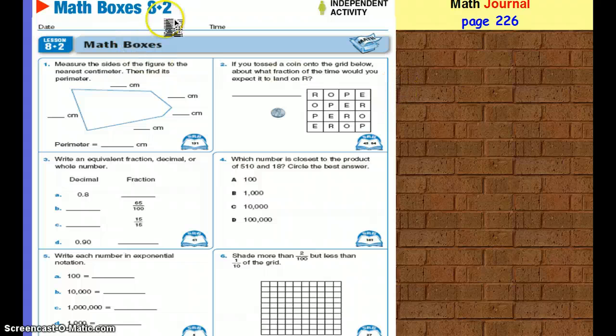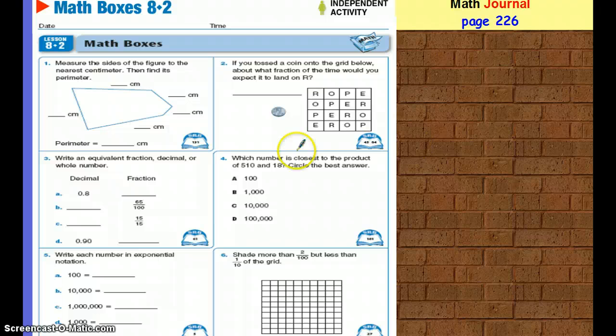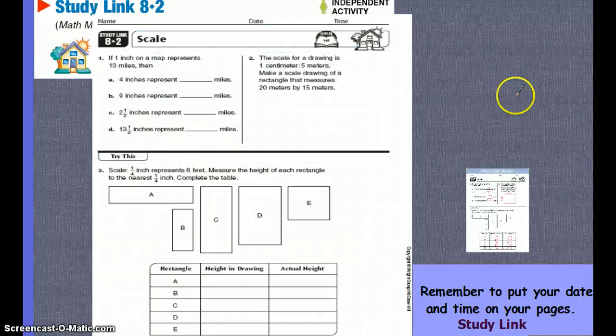Next, you're going to go to math boxes 8.2. I want you to go ahead and do these different boxes on your own. Remember, that if you get stuck or you don't know what to do, you can go to your SRB and it gives you the pages below that'll help walk you through it. If you still don't understand, feel free to come back and talk to me. And then do the study link after you've corrected those problems in the math journal.